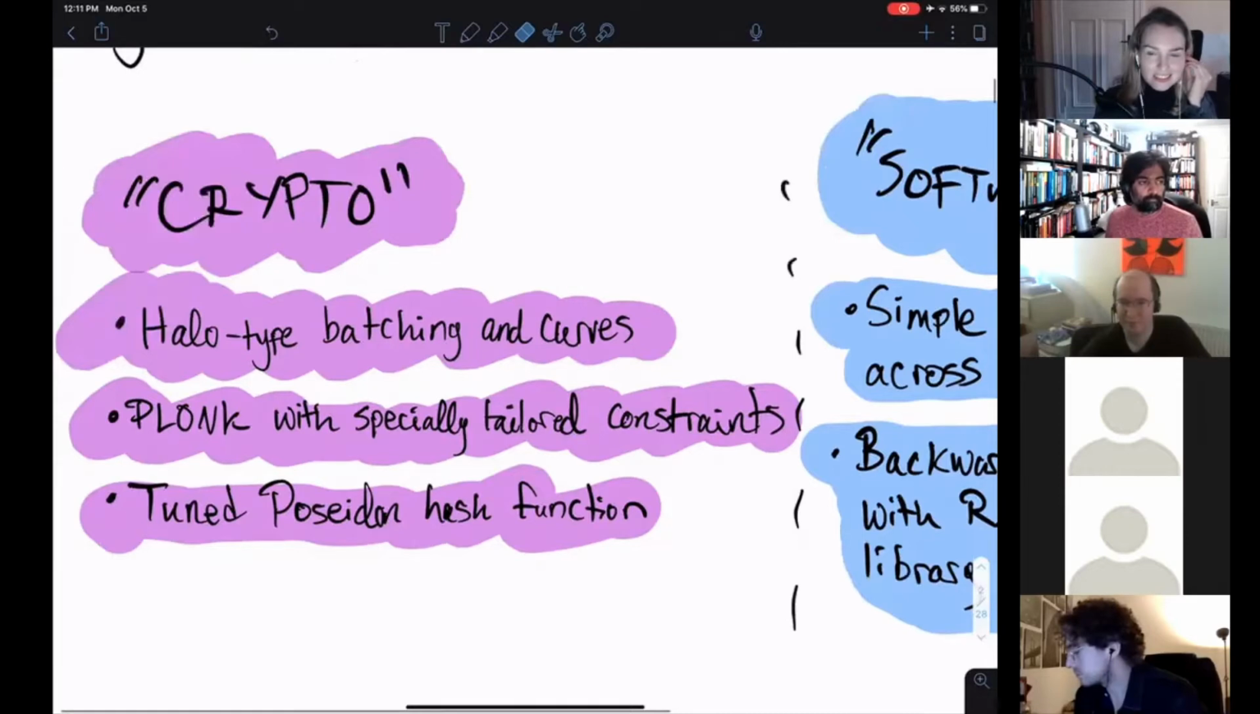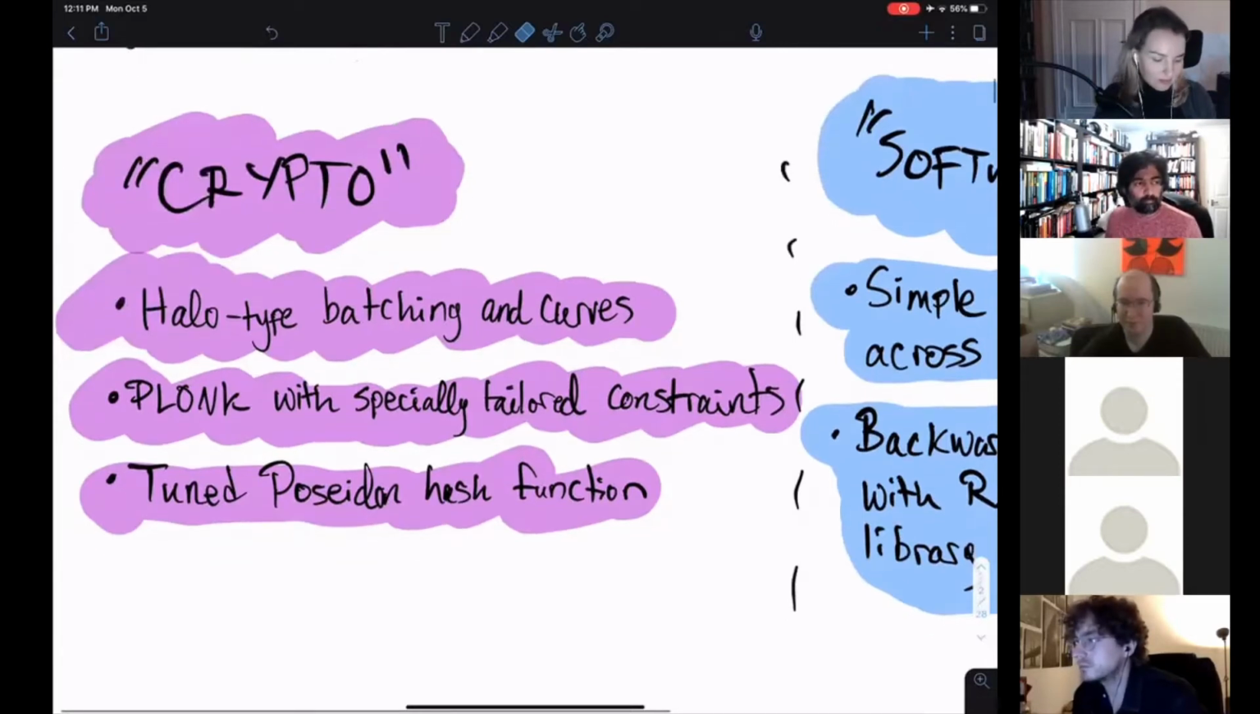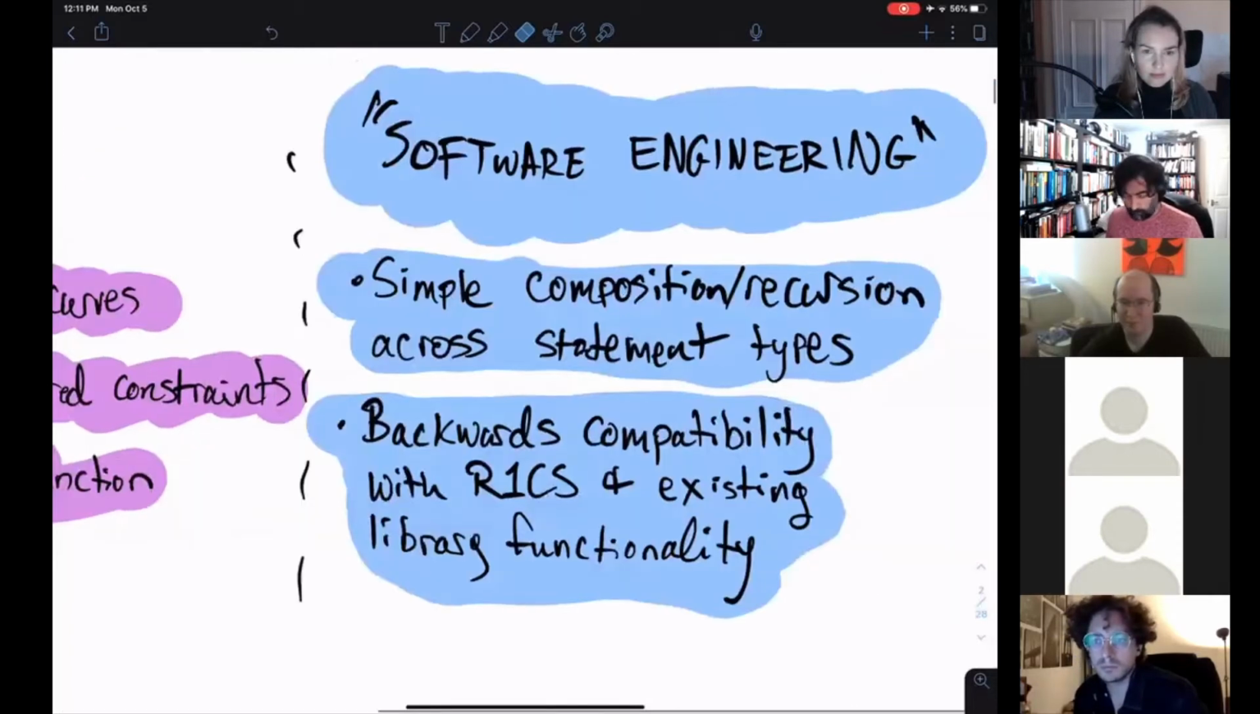On the software engineering side, there's a really nice simple recursion proof composition interface, and also backwards compatibility with rank-1 constraint systems and all of the other kinds of constraints that we were using already. If it's confusing to people, I worked on a project that used to be called Coda, and now it's called Mina, so I'm the same Mina. This backwards compatibility is really essential for Mina because it means we didn't have to scrap anything.